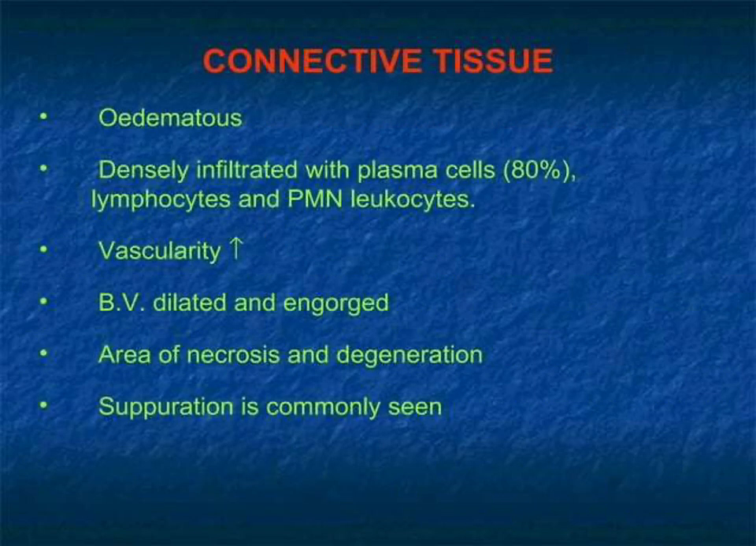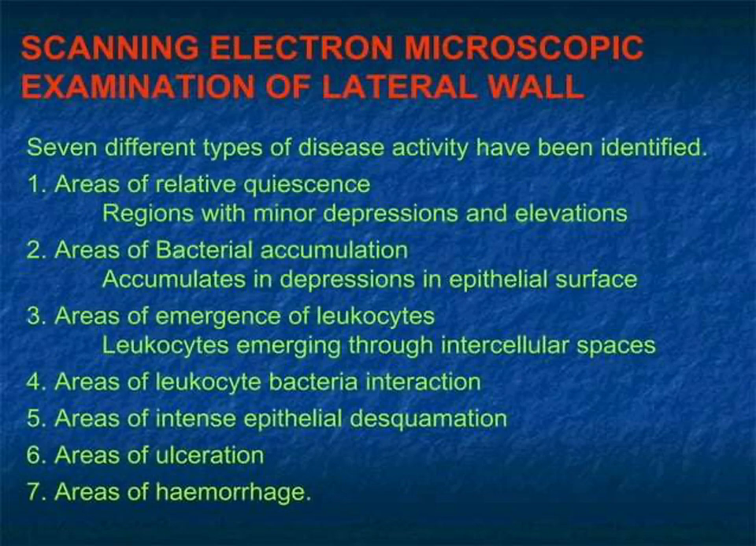In connective tissue, it shows edema, dense infiltration with plasma cells, high vascularity, blood vessels dilated and engorged, and areas of necrosis and degeneration are observed. Suppuration is commonly seen. Scanning electron microscopic examination of lateral wall shows area of relative quiescence, area of bacterial accumulation, area of emergence of leukocytes, area of leukocyte-bacterial interaction, area of intense epithelial desquamation, area of ulceration and area of hemorrhage.